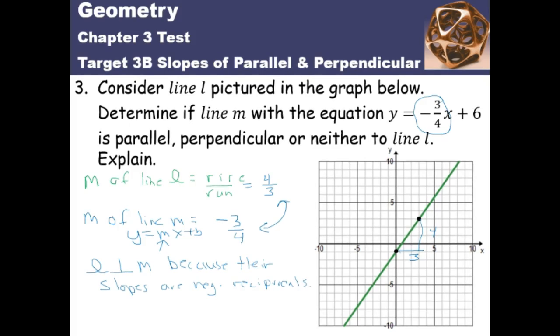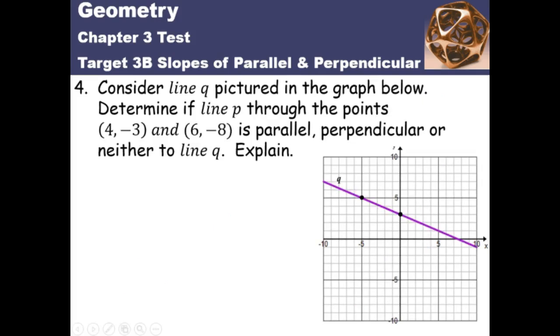Okay, so number 4, we have this purple line Q, and we have line P, which is a line that goes through those 2 points there. So let's find the slope of line Q. So slope of line Q. And again, that's rise over run.